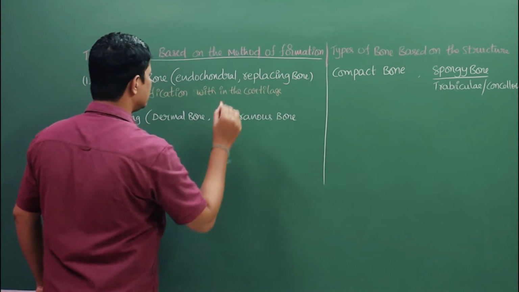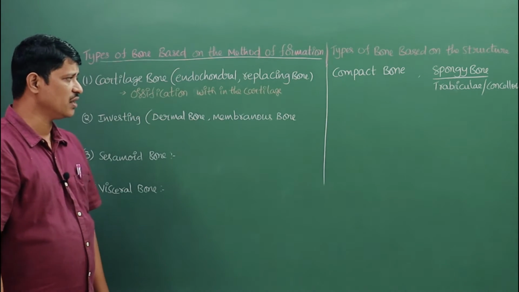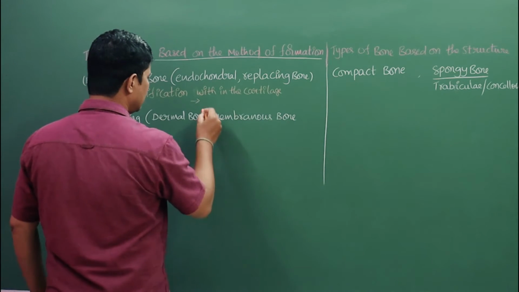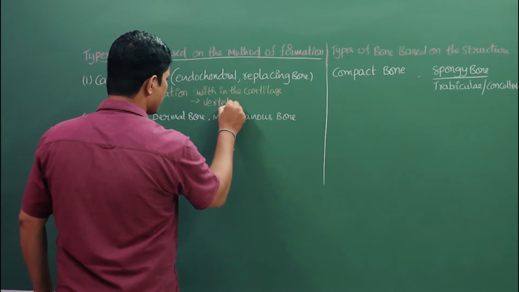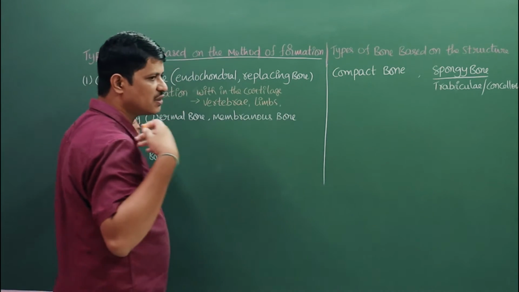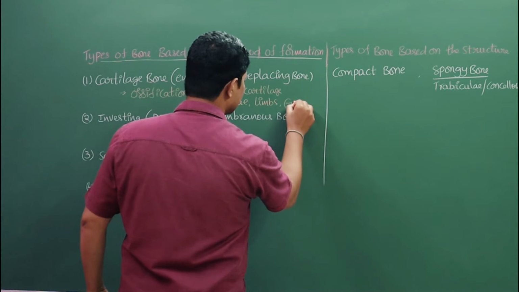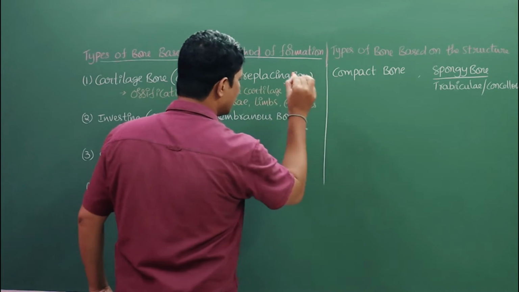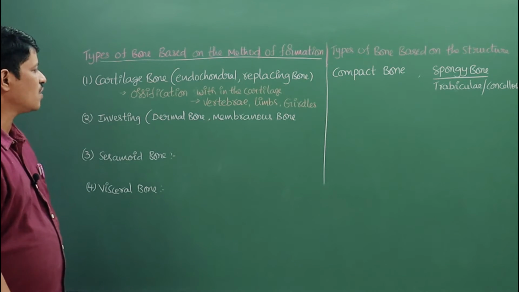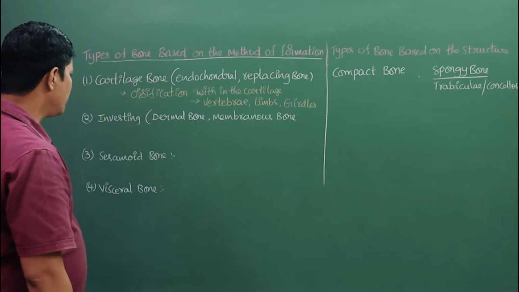Ossification within the cartilage gives cartilaginous bones. These cartilaginous bones are endochondral bones, also called replacing bones. They are seen in the vertebrae, the limbs (forelimbs and hind limbs), and the girdles, the pectoral girdle and pelvic girdle. These are the locations of the cartilaginous bones. Endochondral bones are the replacing bones.